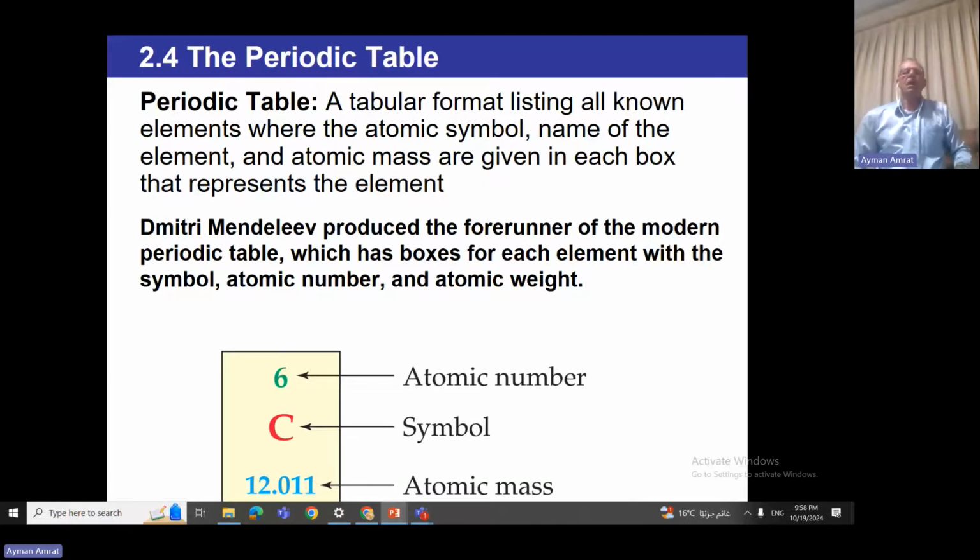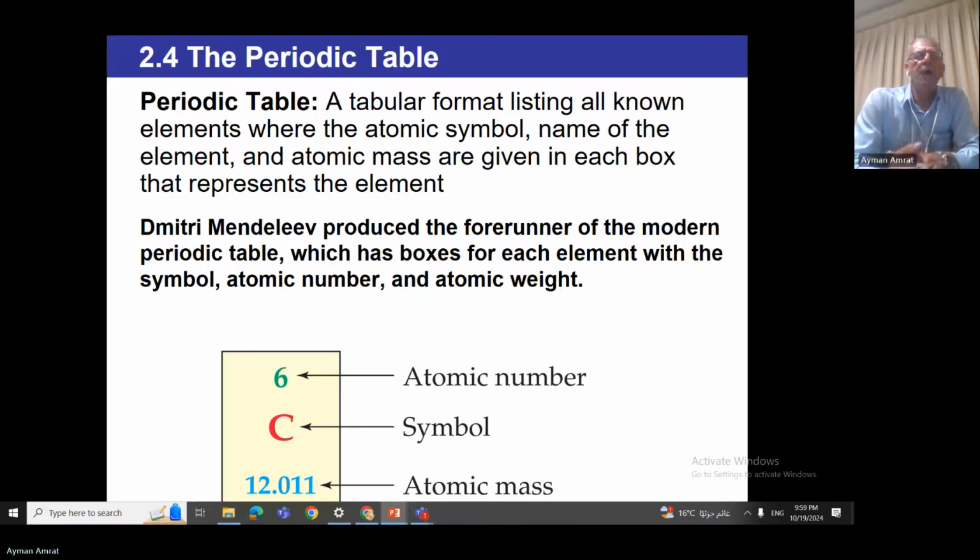The periodic table is a format listing all known elements, where the atomic symbol, name of the element, and atomic mass are given in each box that represents the element. Each element is specified by a letter symbol, by atomic mass and atomic number.